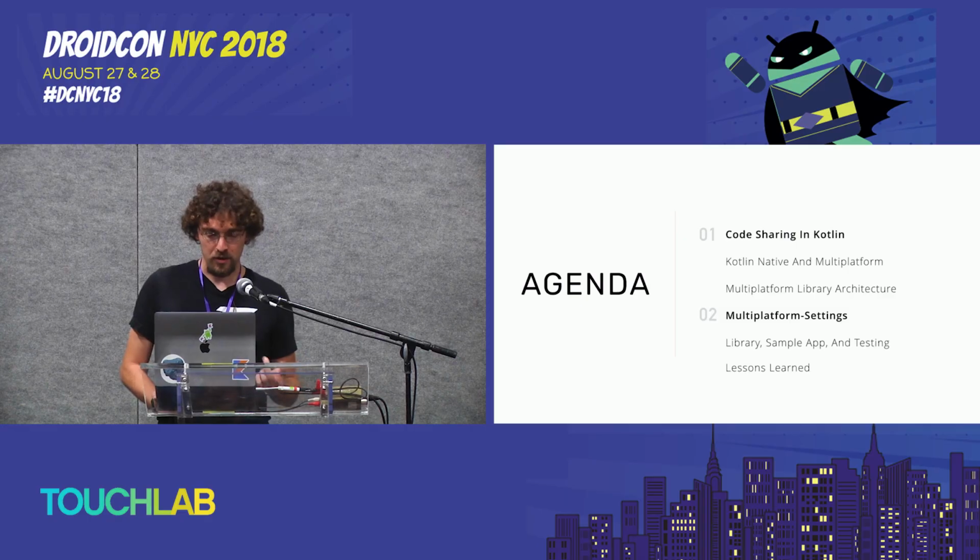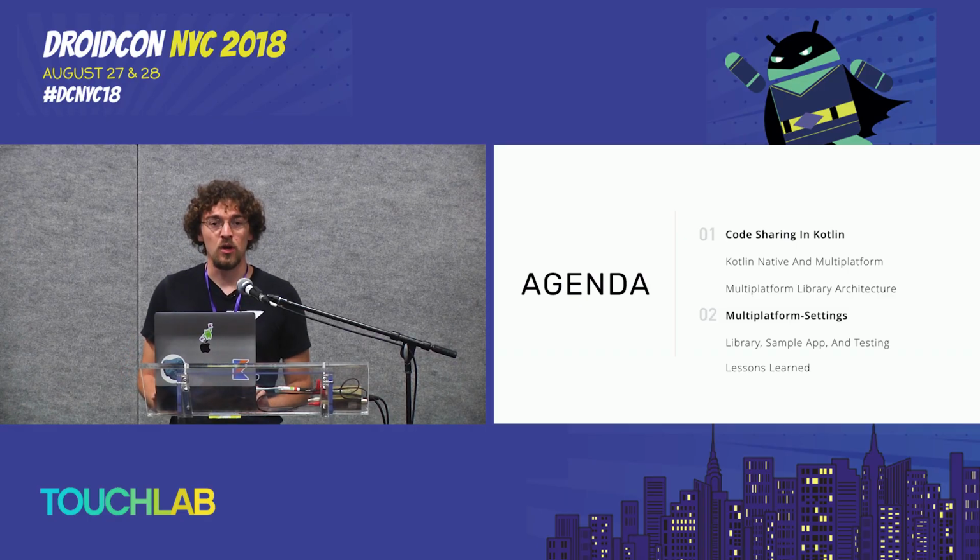A quick little agenda. I'm going to talk through what code sharing looks like in Kotlin, specifically for mobile apps, and what the architecture of that looks like. And then I'm going to walk you through an example of a library I've been building called Multiplatform Settings that uses all this stuff.